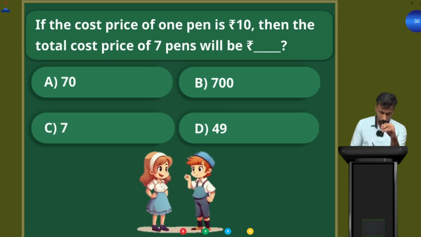So you have to answer within 42 seconds. Answer the question properly. The cost price of one pen is equal to rupees 10. Then what will be the total amount when we buy 7 pens? So answer the question, students.